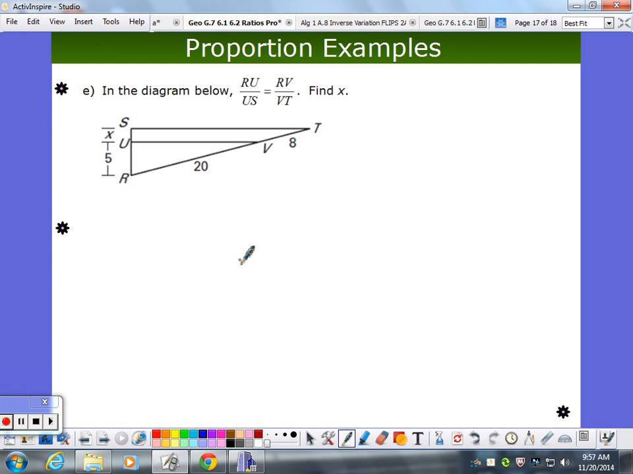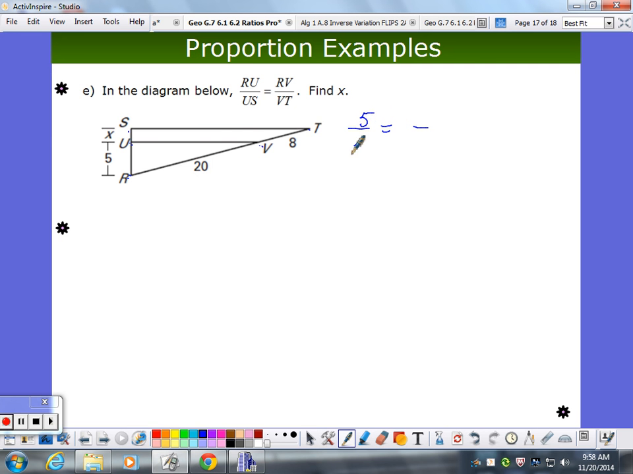Another couple of examples here. Using triangles now, we've got a few examples. In the diagram, now these are ratios. RU's length to US's length is in proportion with RV to VT. So you're going to set these up. RU, its value is 5.